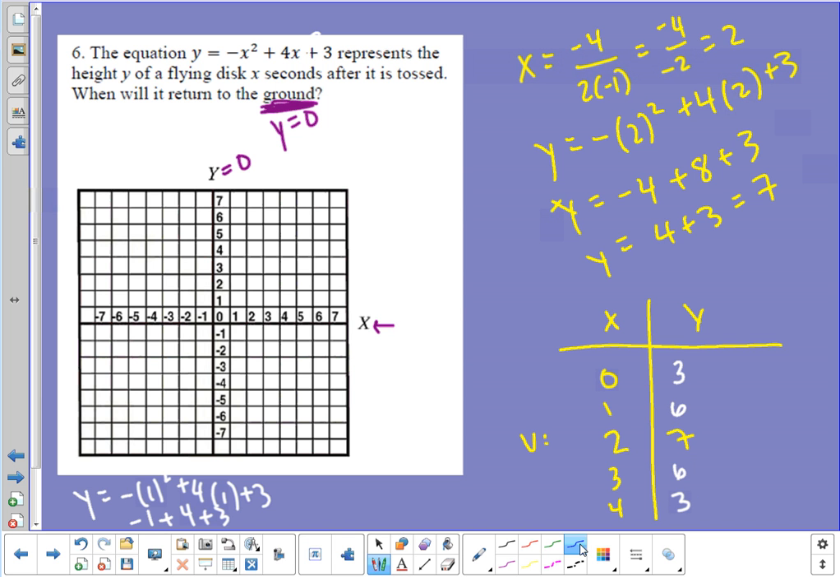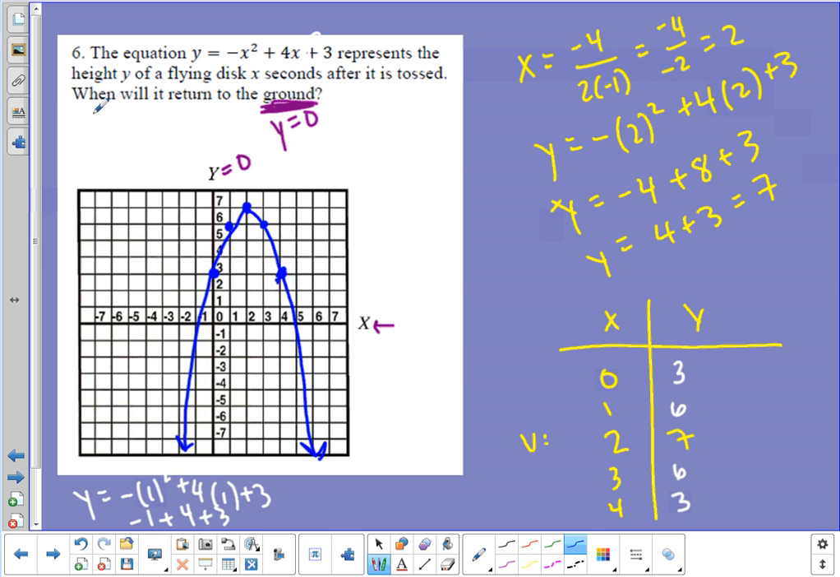And graph them. I have 0, 3. I have 1, 6. I have 2, 7. I have 3, 6. And 4, 3. So there's my parabola. Now let's see if we can answer this question here.